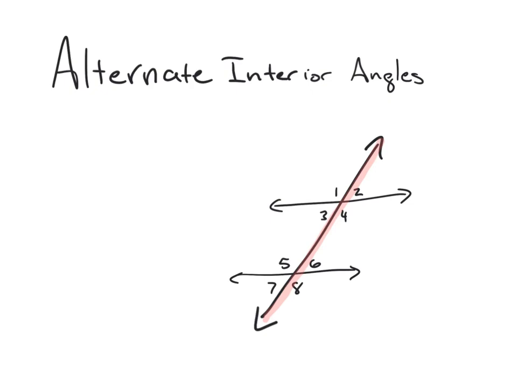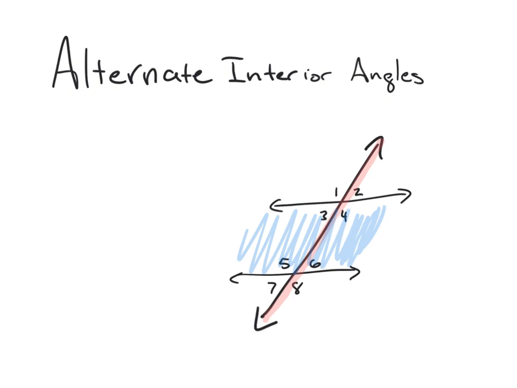What about interior? Interior means it's going to be in between those two lines intersected by the transversal. So in this case, we're talking about this area in here. This is interior, okay? If it's not in between those two lines, it's exterior. So alternate interior. Let's go ahead and wrap this up.